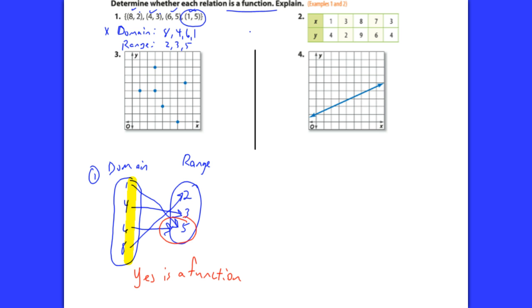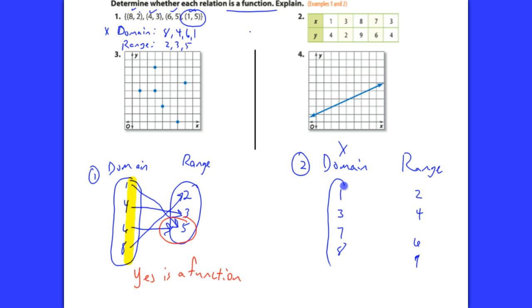But if we do the same thing for number 2, watch what happens. The domain, that's x. I'm going to do this a little faster now. The x values, I have 1, 3, 7, 8. And the range, I'm going to go in order, least to greatest: 2, 4, 6, 9.